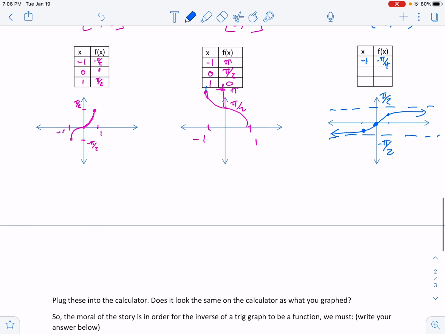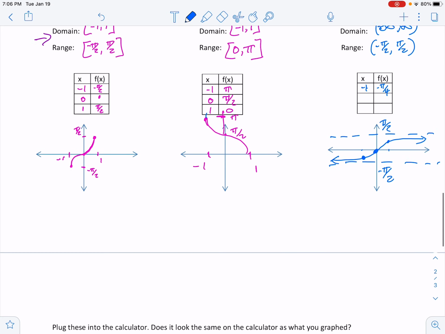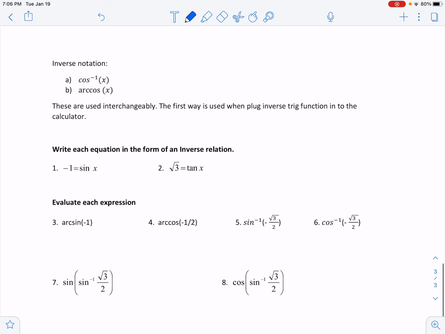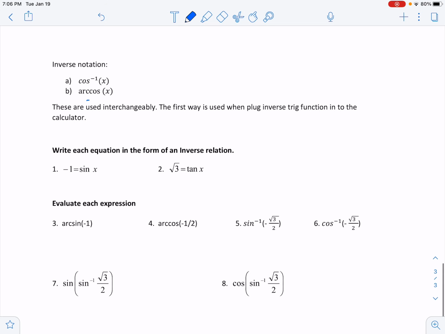All right, you need to know how to draw the graphs. You need to know the domains and ranges. All right. Now, notation, you can write it to the negative 1 or arc sine. They're interchangeable. They mean the same thing. All right. We use this way to put it in your calculator.